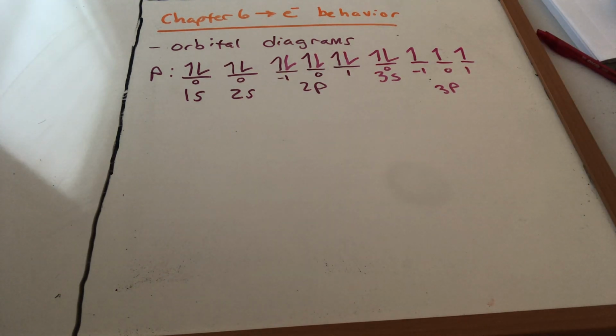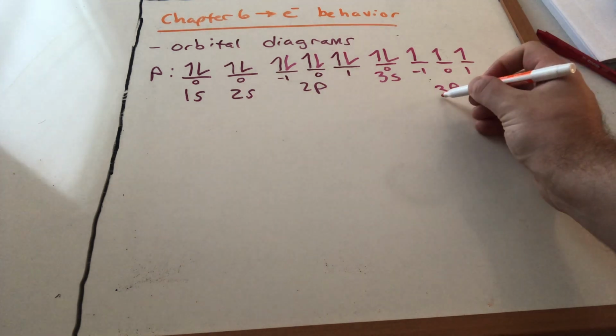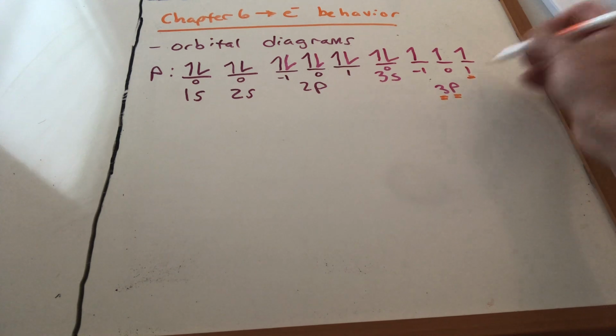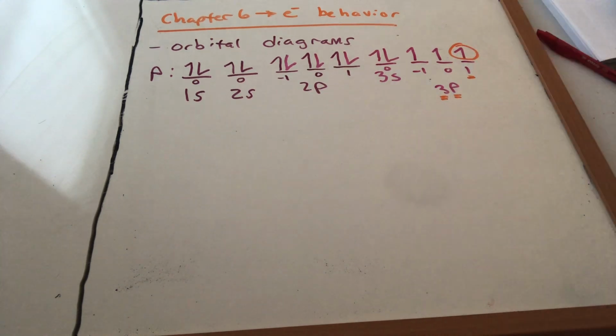So for the last electron in P, this shows all of the electrons in P, but for the last electron in P, it has n equals 3, l equals 1, m sub l equals 1, and m sub s equals +1/2. That is the set of quantum numbers for the last electron in phosphorus, which would be the 15th electron on any atom, okay?